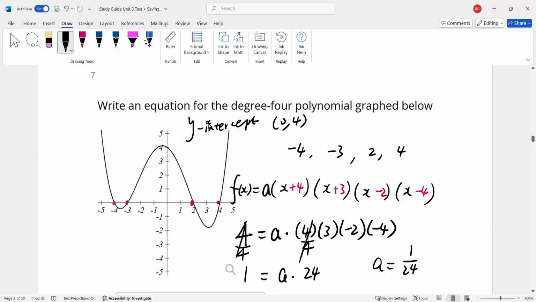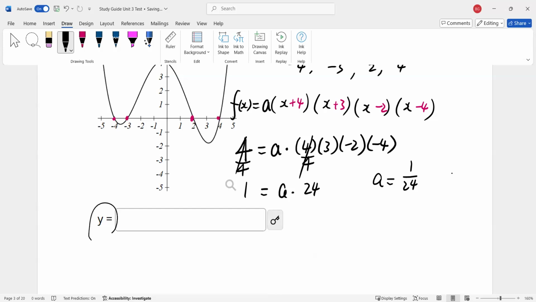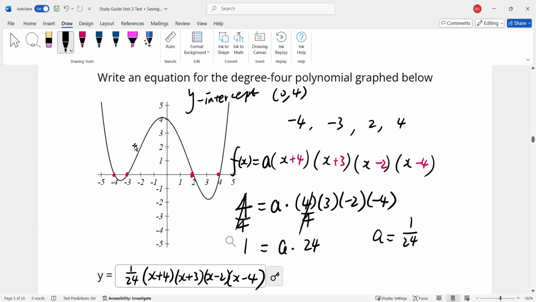So the equation for the degree 4 polynomial is going to be y equals, knowing they already have a y equals, you don't have to enter y equals, otherwise the system marks that as wrong. Is equal to 1/24 times x plus 4, x plus 3 times x minus 2 times x minus 4. All right, that's it. Degree 4, 1, 2, 3, 4, 4 zeros, and the leading coefficient 1 over 24. Satisfy all the information given from the graph. That's question number 7.